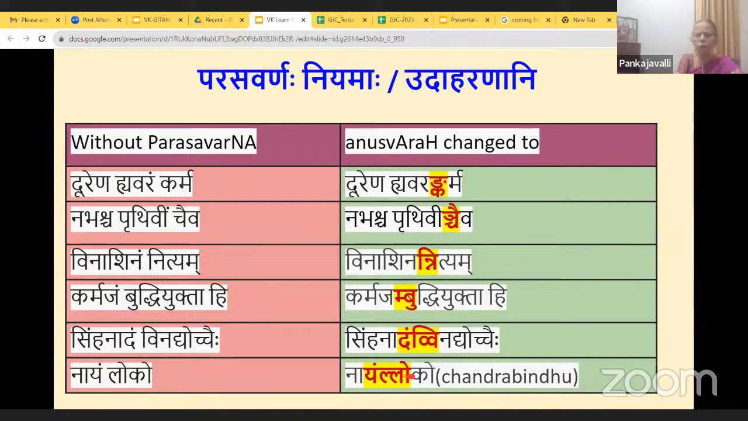Nayal loko tina paraha. I hear most of you saying nayal loko. That is also right, but preferably nayan loko. You can get one anunasika there. Singhanadam vinadyo, it is very good. But it should not be singhanadam vinadyo. That is wrong, the anuswara should not come here. It should change to the next anunasika.